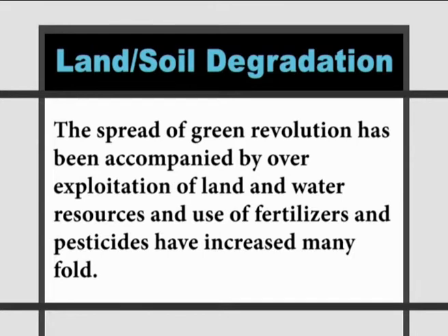The spread of the green revolution has been accompanied by overexploitation of land and water resources, and the use of fertilizers and pesticides has increased manifold. Shifting cultivation has also been an important cause of environmental deterioration.